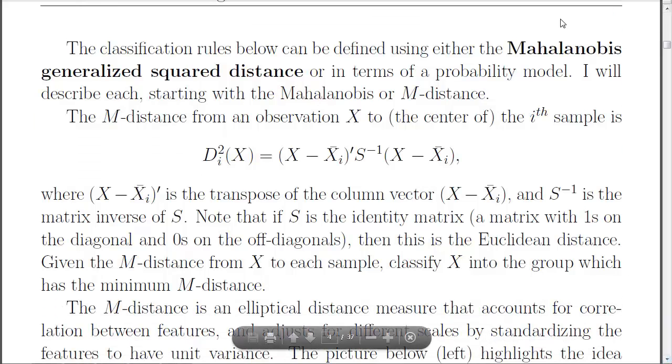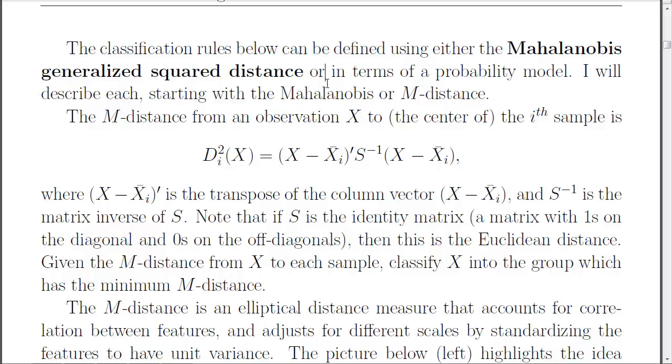So the Mahalanobis distance is defined, so classification rules can be defined in terms of either the Mahalanobis distance or in terms of a probability model. We'll in fact be mixing these together in a moment. So that Mahalanobis distance, we'll call it d squared. So this is actually the squared distance.